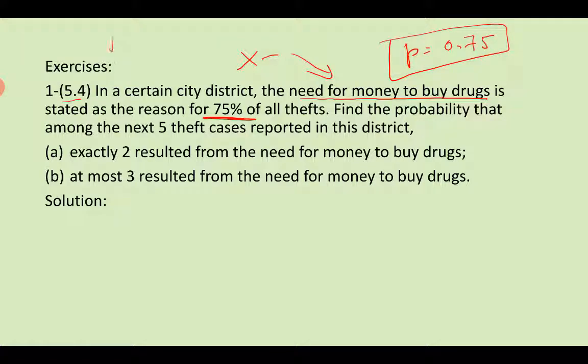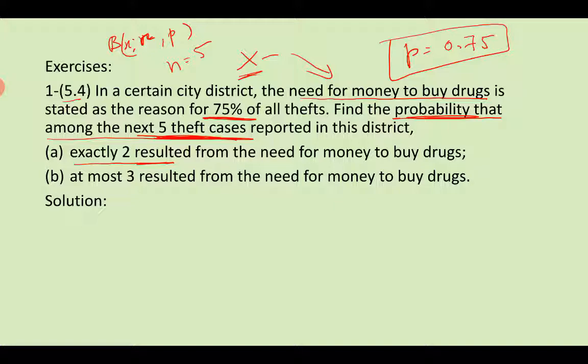You know, a binomial distribution needs only 2 pieces of information: what is the sample size n, and what is the probability p. X is for all variables, all distributions. Find the probability that among 5 theft cases, that will give us n. N is equal to 5. 5 cases. What is the probability that exactly 2 is our case?